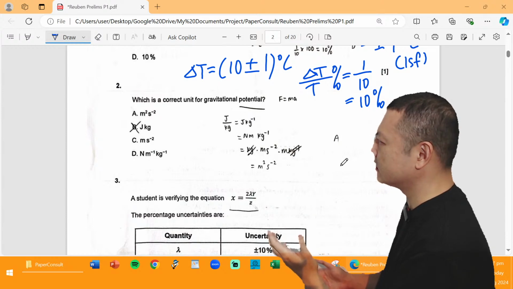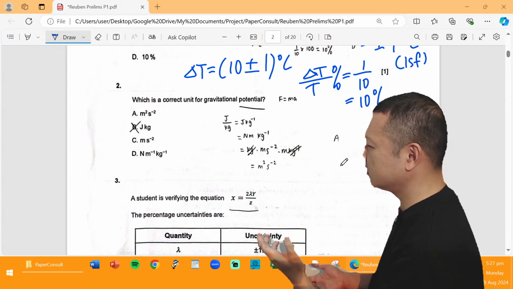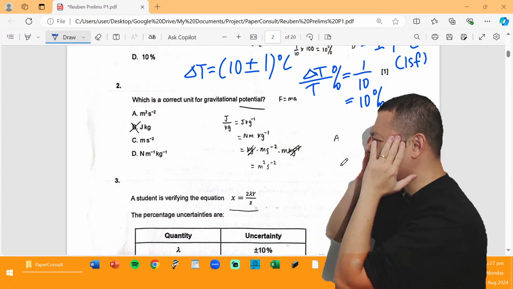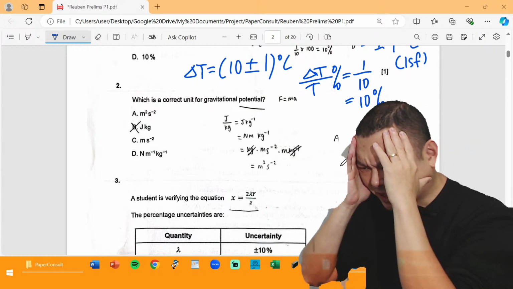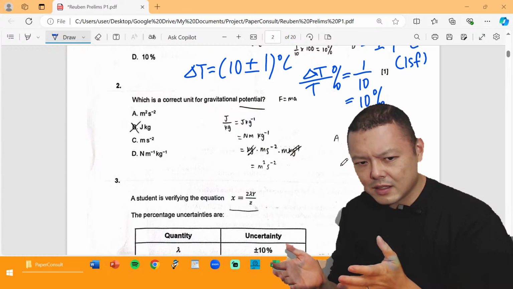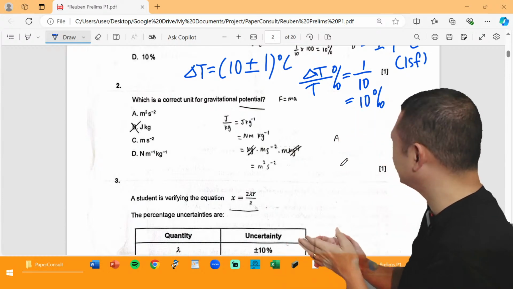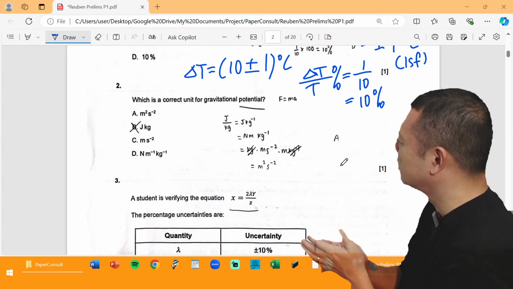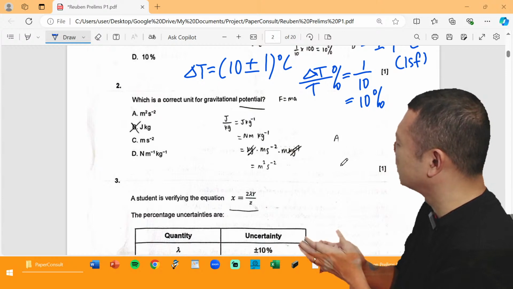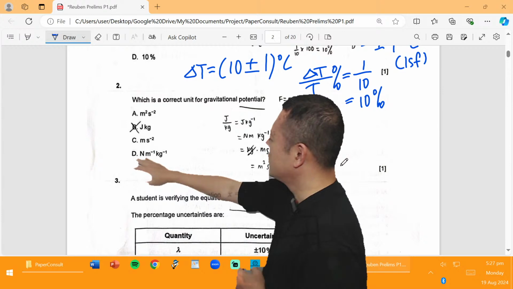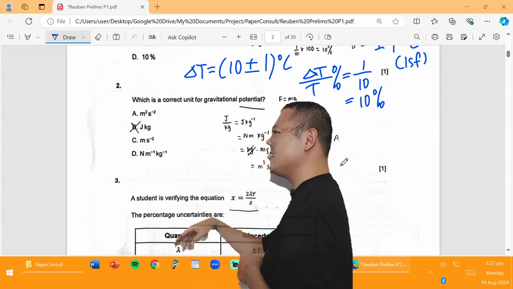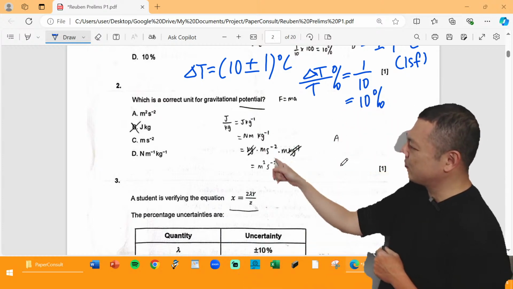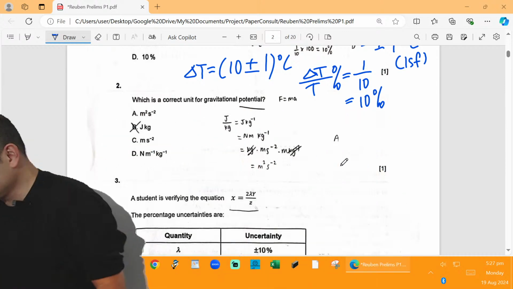Work done per unit mass. Wait, hold on. Work done per unit mass. Oh, shoot, oh yeah, you're right. So this one has kg in it, but then there are newtons here. It's not easy, this paper. So A is the answer. If you do this working here, A is the answer. Damn, okay, cool. That was a bit shocking.